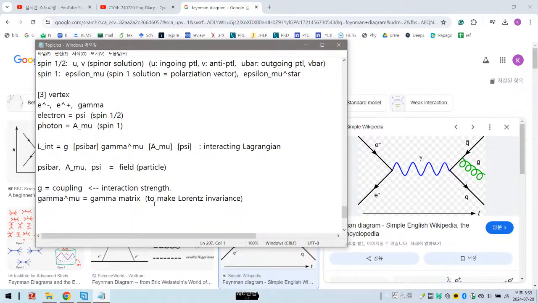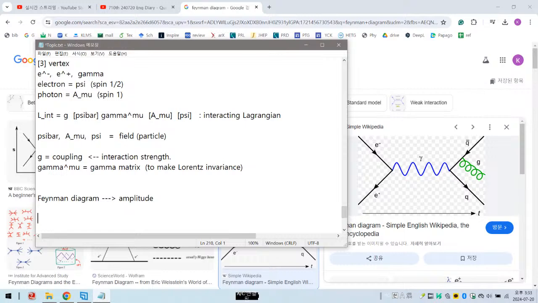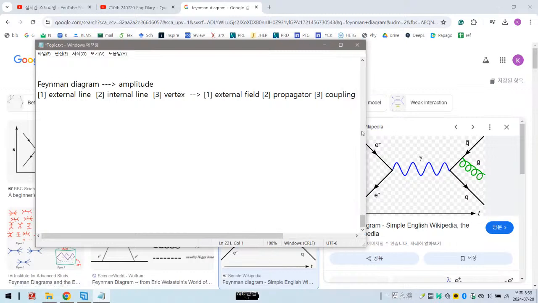Now I will return to our point. We can draw the Feynman diagram like this example, and we can obtain the amplitude. There are three components of the Feynman diagram: one is the external line, the second is the internal line, and the final one is the vertex. Corresponding to this Feynman diagram, we can give each contribution. The external line gives the external field contribution, the internal line gives the propagator, and the vertex gives the coupling. This is the main point of quantum field theory, and maybe I will give some specific examples.